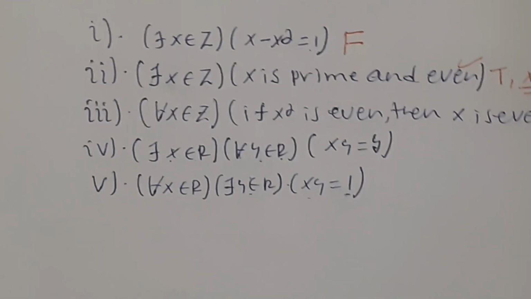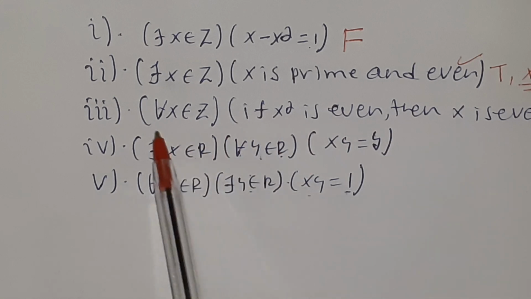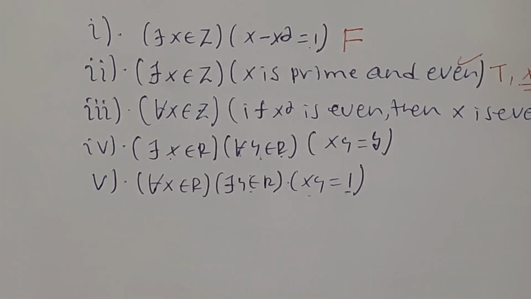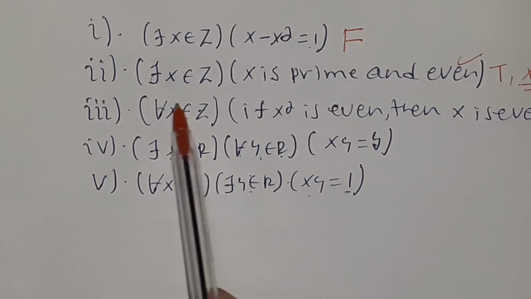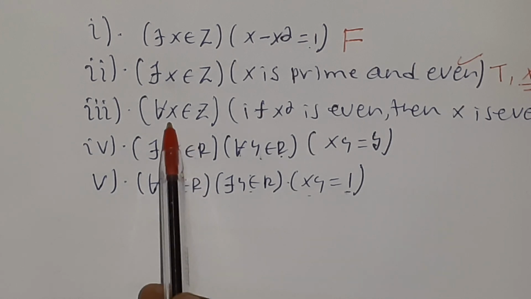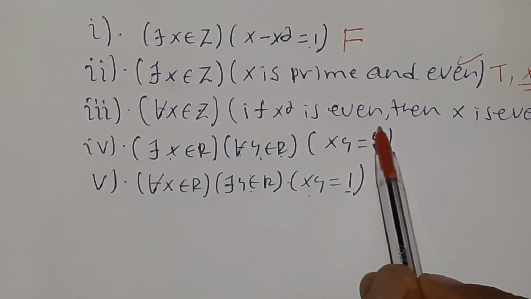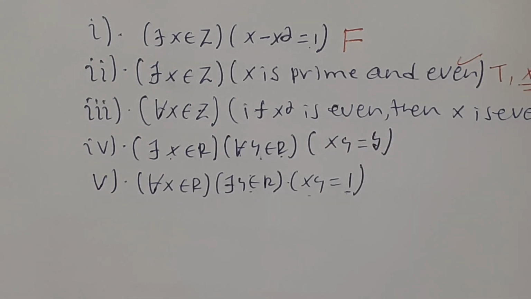The third one is: for every integer x, if x squared is even, then x is even. This statement will be true because it is universal: for every integer x, an element of Z, if the square of that integer is even, then x must also be even. Or this statement will become false if we can obtain at least one integer x whose square is even, but x is not an even integer.